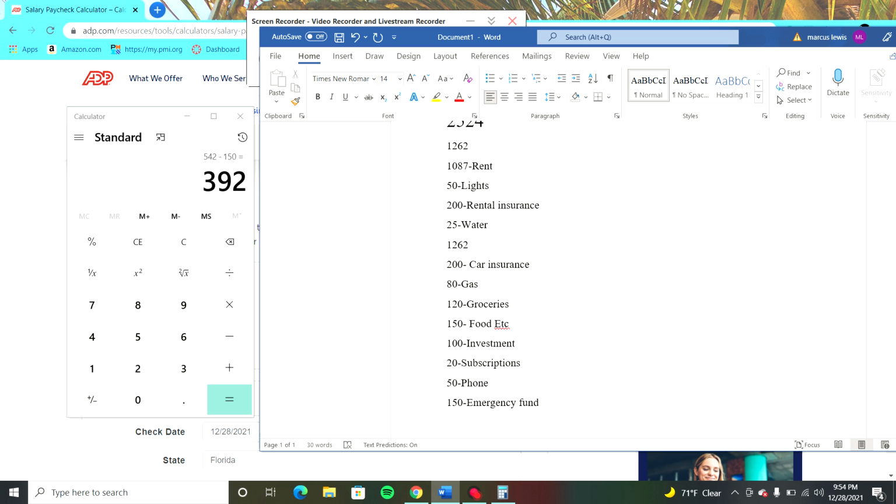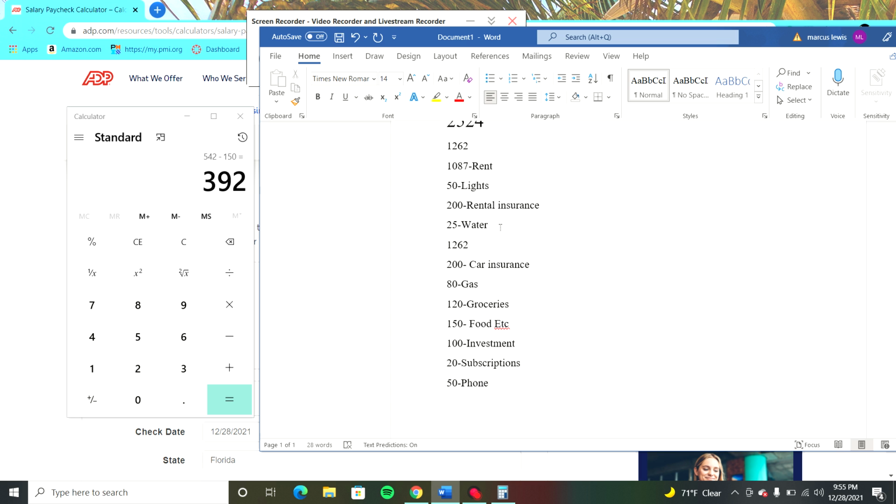This is also assuming you do not have any student loans. Whatever student loans you may have, that will have to come out of that 392 as well. That's assuming you don't have any loans. Now let's say you have a car note and you do have student loans as well on top of this, this is where you may want to cut back on certain things for right now. So maybe right now is not the best time to do an emergency fund because you have to pay those student loans off.